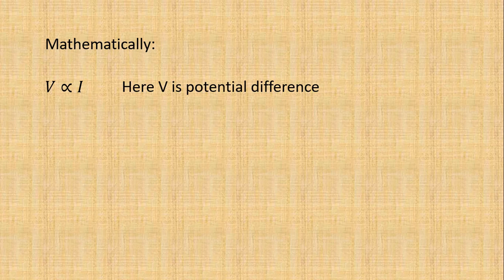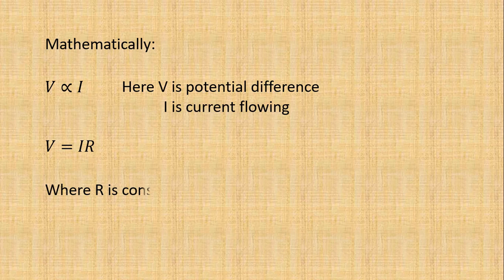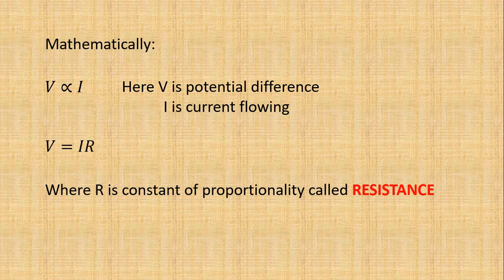Mathematically, we can write V is directly proportional to I, where V is the potential difference applied across the conductor and I is the current flowing through it. We can write the equality V is equal to IR, where R is the constant of proportionality called the resistance of the conductor. This resistance opposes the flow of current through the conductor.